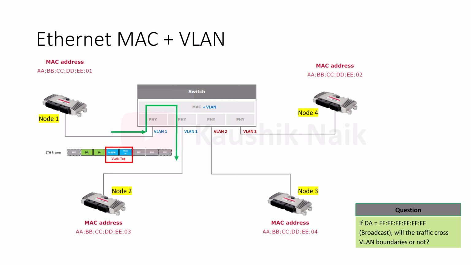I have a question to the viewers here. So the question is, if I set the destination MAC address to FFFF, which is basically saying that it is a broadcast message and can be sent to all the nodes in the network, and if I set the VLAN tag to VLAN 1, then will the traffic cross the VLAN boundary and reach the VLAN 2 network or not? Give it a thought and let me know the answers in the comment section.